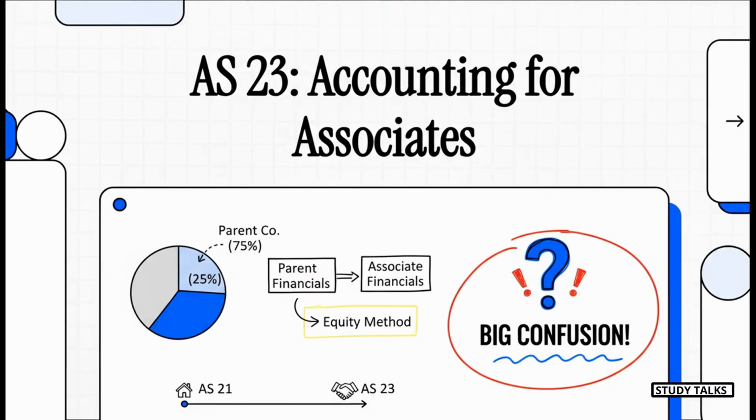So, you're deep into preparing your consolidated financial statements. You've totally nailed AS21 for your subsidiary, you're feeling good, and then you see it, a 25% investment in another company, and suddenly your brain starts buzzing. What do I do with this? Is it AS13? Something else? Well, that's exactly what we're going to master today, Accounting Standard 23.